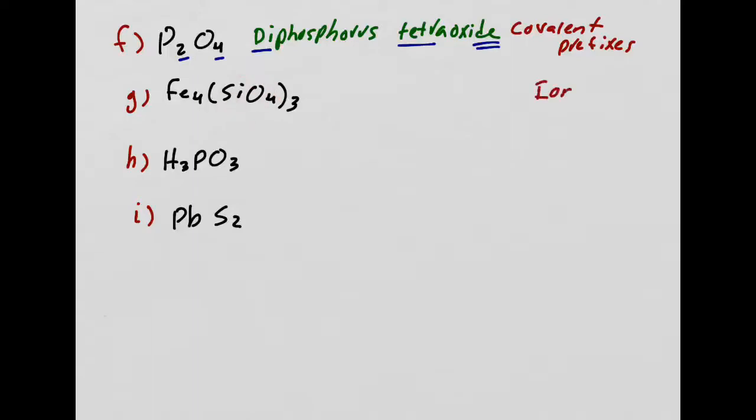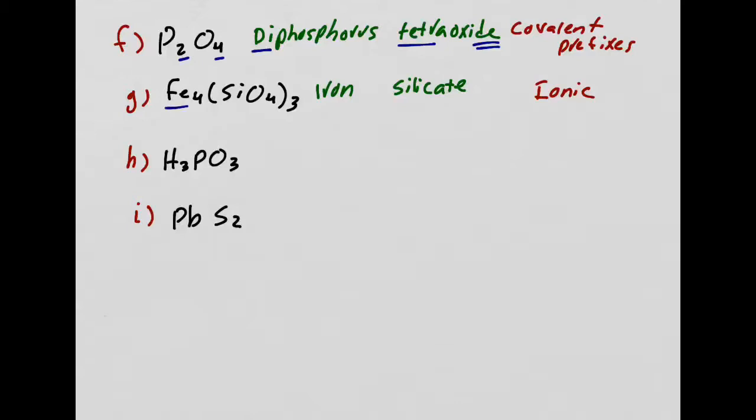Next one, I have a metal, I have a polyatomic ion, I have a metal and a non-metal, I have an ionic compound on hand. What is Fe? Fe is iron. What is SiO4? Hopefully you go, SiO4 is a polyatomic ion. When I look at my list, it is silicate. Iron silicate.